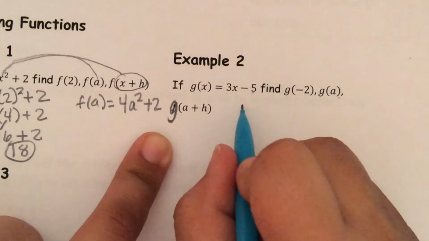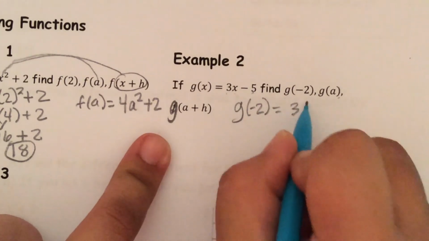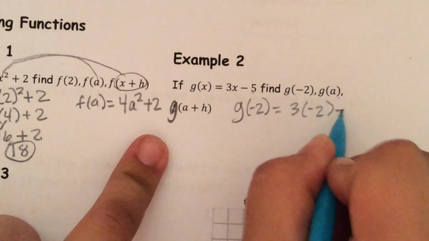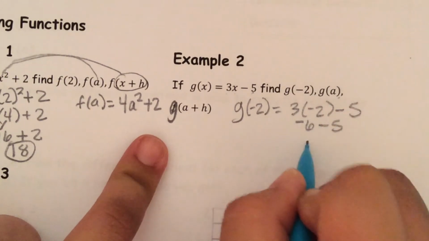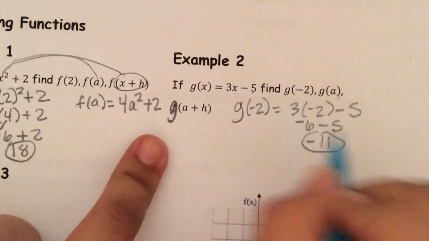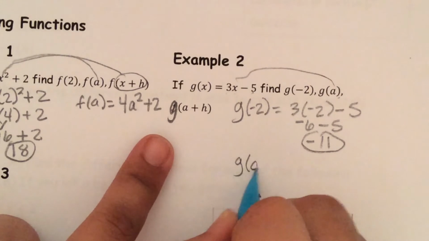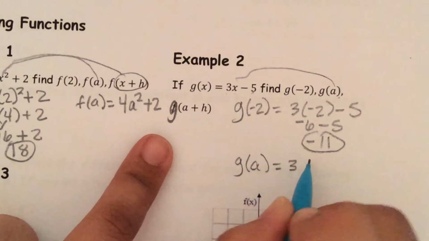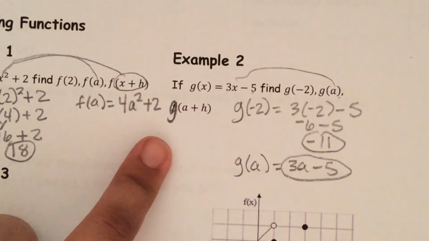So I can find g of negative 2 on here. That's just plugging in the negative 2 for the x. So that's negative 6 minus 5. That's negative 11. And then the a, so g of a is going to be 3a minus 5. And so that's your final output.